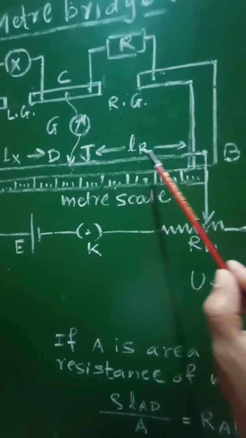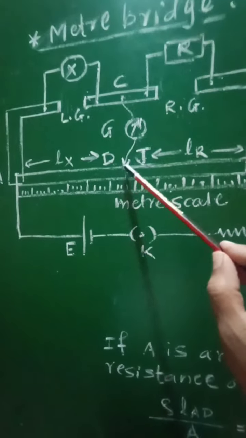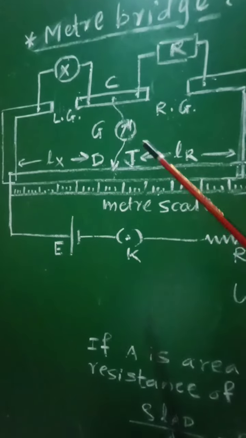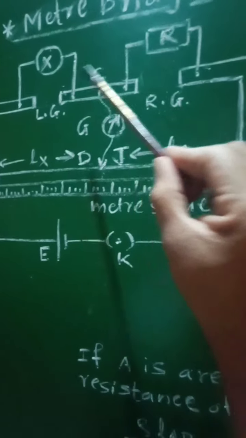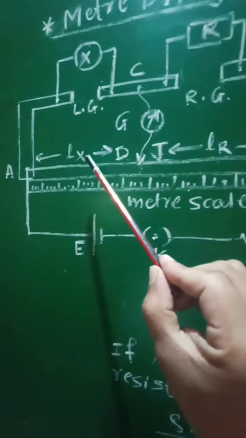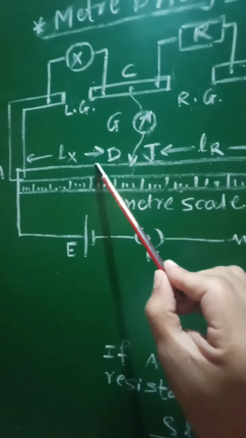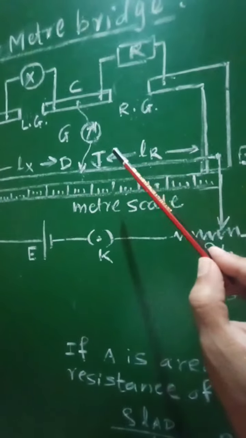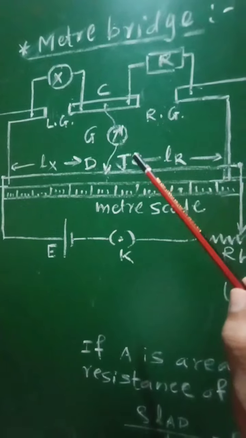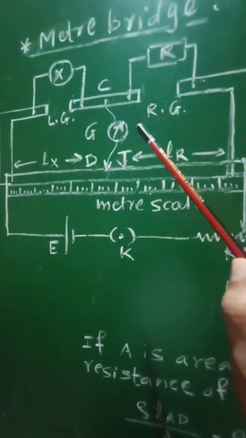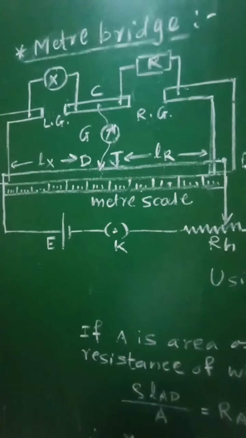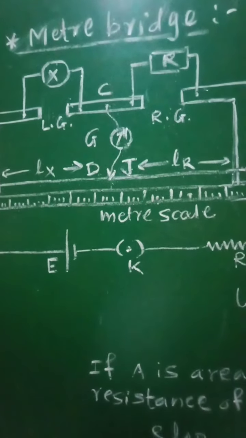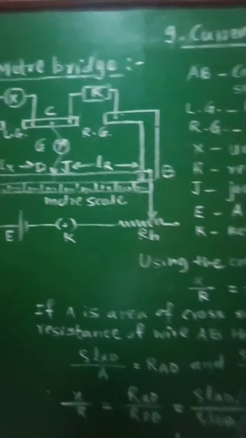Then in this bridge there will be four resistances, similar to that of the Wheatstone bridge. That is, the first resistance is X, the second resistance is R, the third resistance will be the resistance of wire AD, and the fourth resistance is the resistance of wire DB. So these four resistances will be similar to that of the Wheatstone bridge, and when the jockey is touched at point D, the galvanometer shows null deflection or zero deflection, therefore this bridge is balanced.